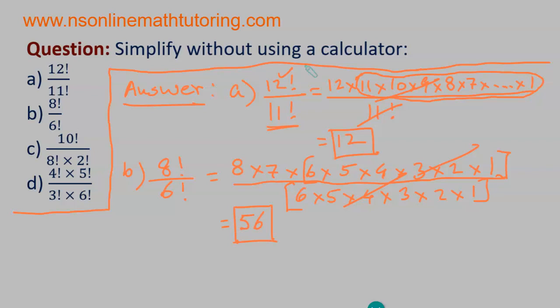What about subpart C? 10 factorial, that is the largest of all the three numbers that I am seeing, 10, 8 and 2. So, in this case, what should I be doing? I'll be expressing 10 factorial in terms of what? 2 factorial or 8 factorial? I'll be taking the bigger number. I'll be expressing this 10 factorial in terms of 8 factorial.